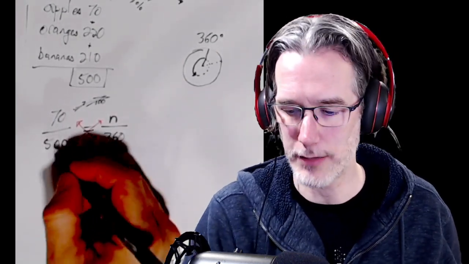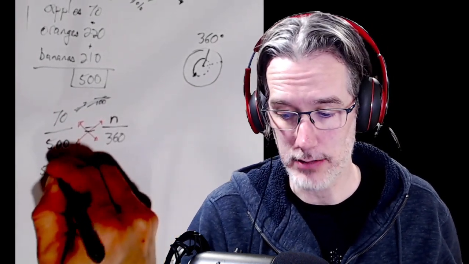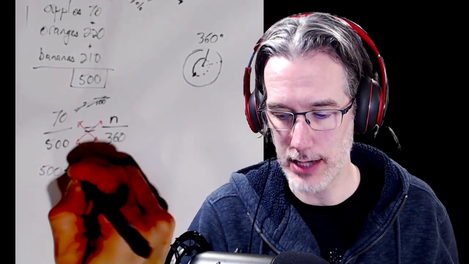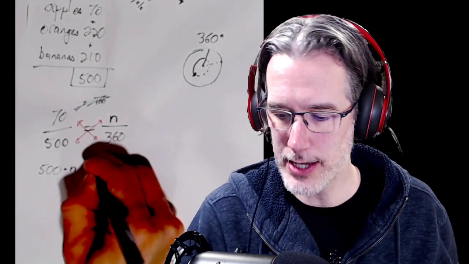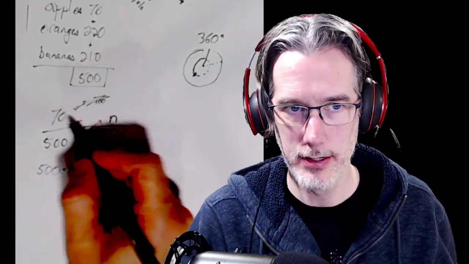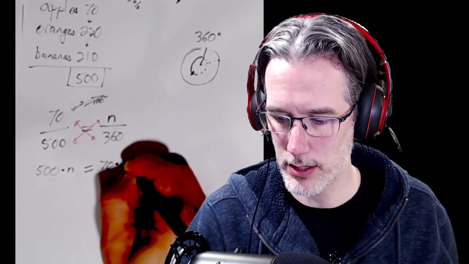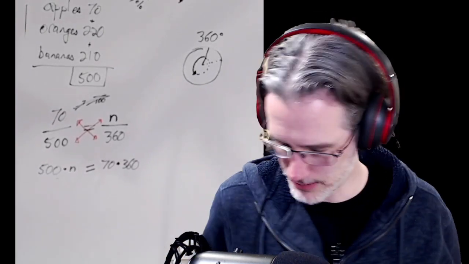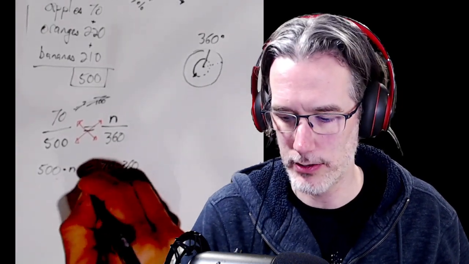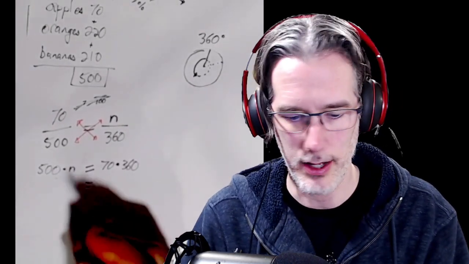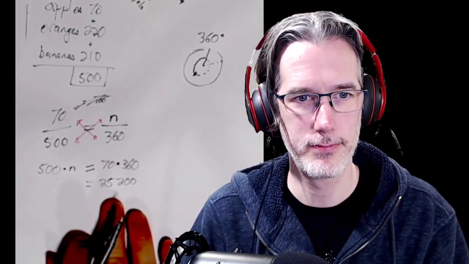And what that means is I take the 500 times n, and I don't know what that is yet. So I just let the letter stand in for the number. And I can't do anything with that side yet. But that is equivalent to 70 times 360. I set it up just like this. So now I can do the math on this side with a calculator. And I've done this before, so I'll just look it up. It is 25,200, just like that. Okay.